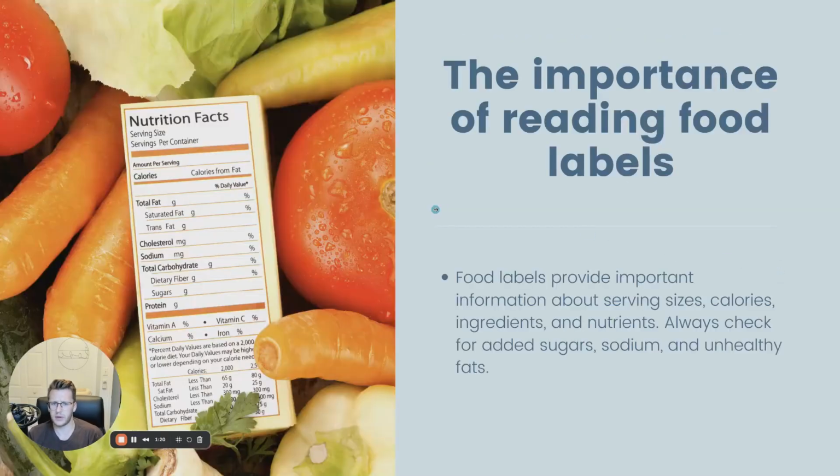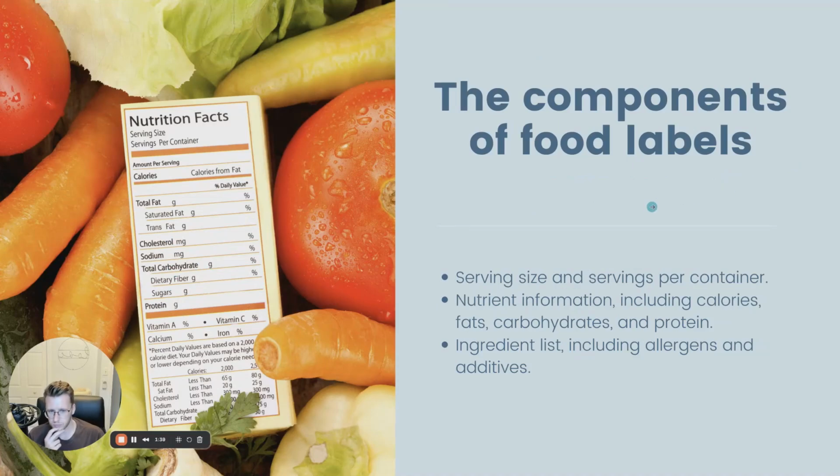All right, so the importance of reading food labels, right? It's going to explain the serving size right here at the top. It's then going to talk about the number of calories. It's then going to talk about the different ingredients and nutrients. Always check for added sugars, check for sodium, check for unhealthy fats. We'll get into this in a minute here.